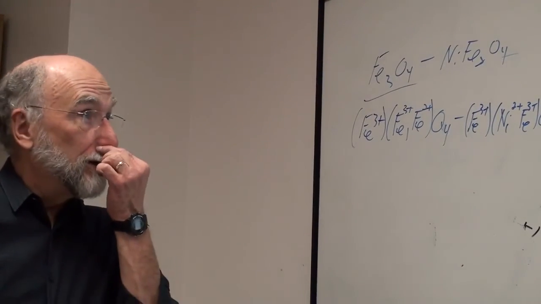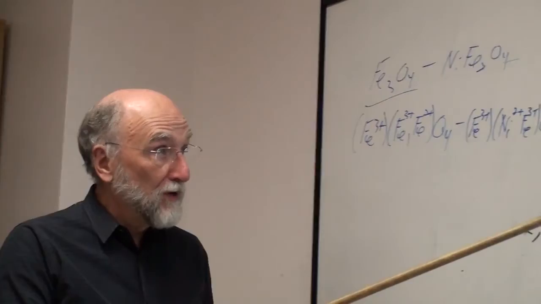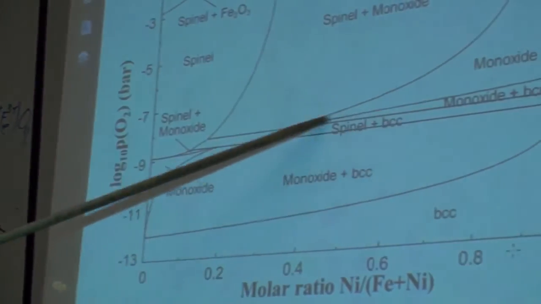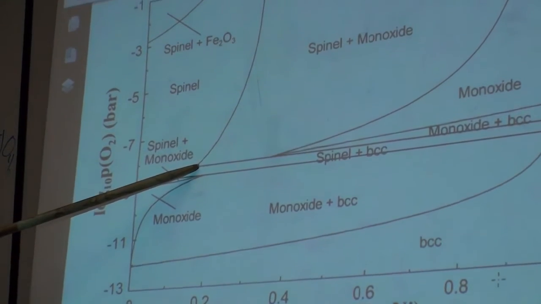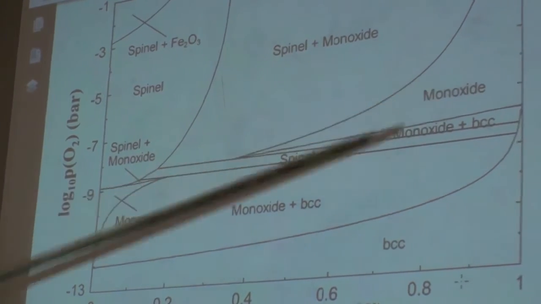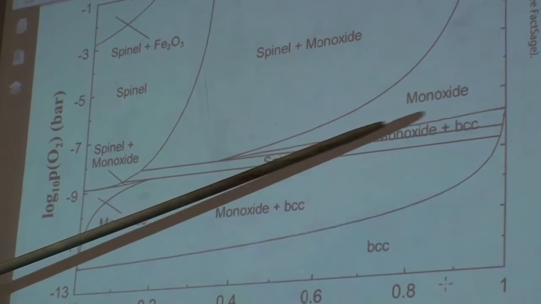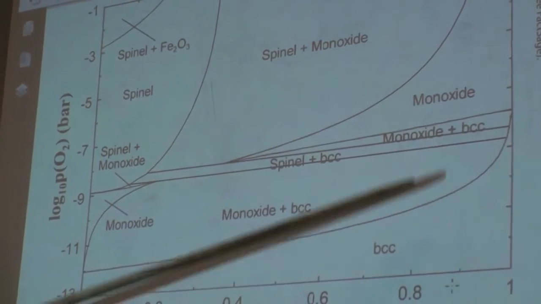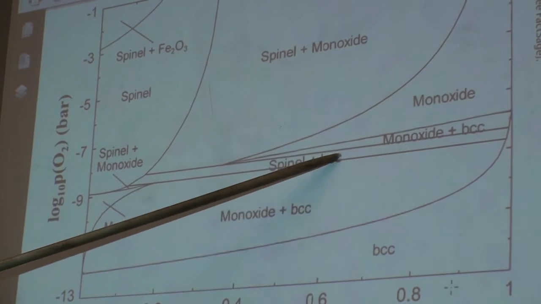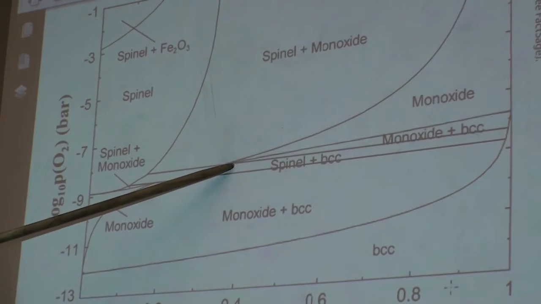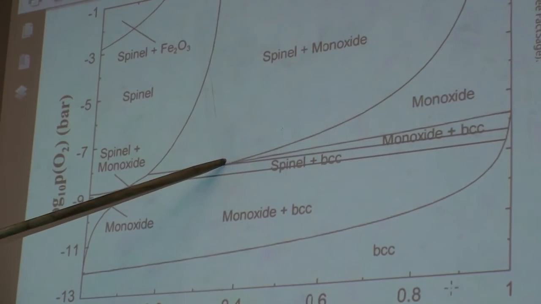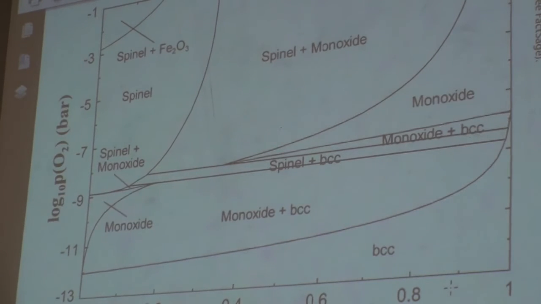And the equilibrium I wanted in the second case was this invariant here, in which at a certain log PO2 at this temperature you have a spinel at this composition in equilibrium with your monoxide solution, FeO-NiO, in equilibrium with the metal that's going to be almost pure nickel. So you've got your metal, which is almost pure nickel, FCC, in equilibrium with the monoxide containing about 40% NiO, 60% FeO, in equilibrium with the spinel at about 18% or something. Okay.